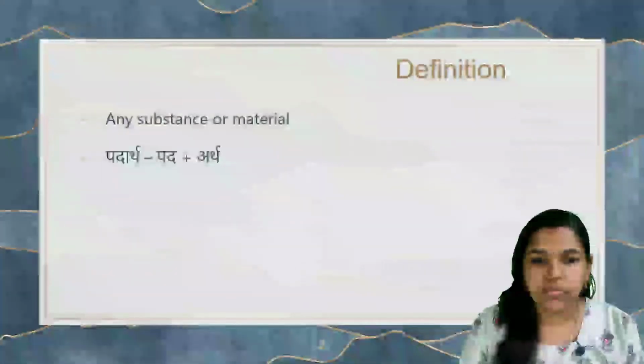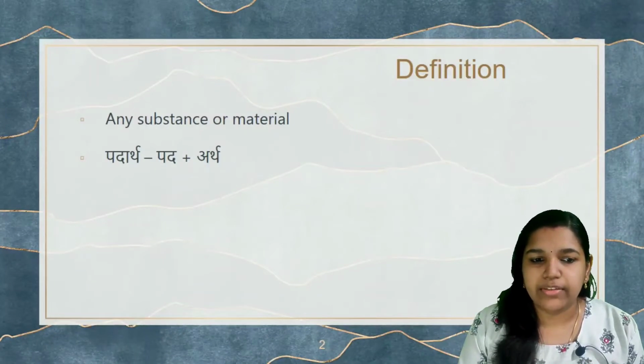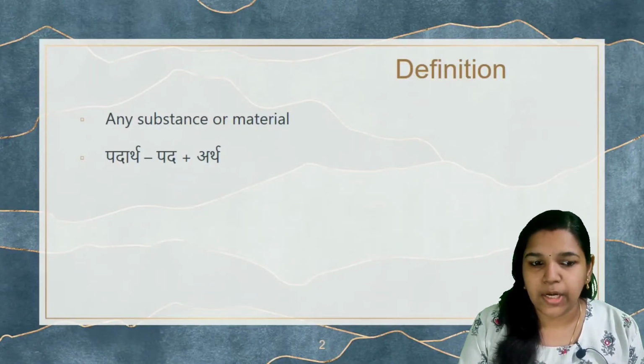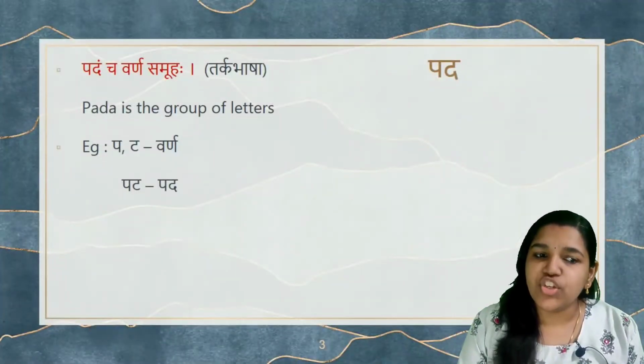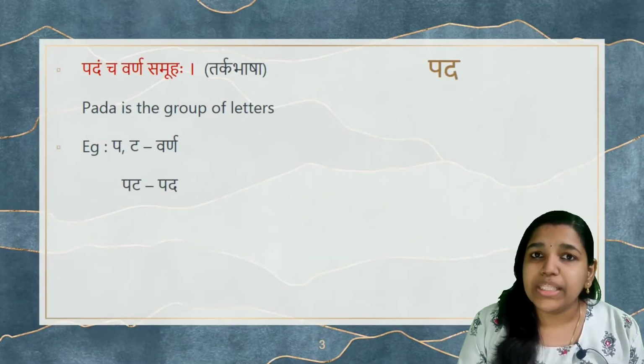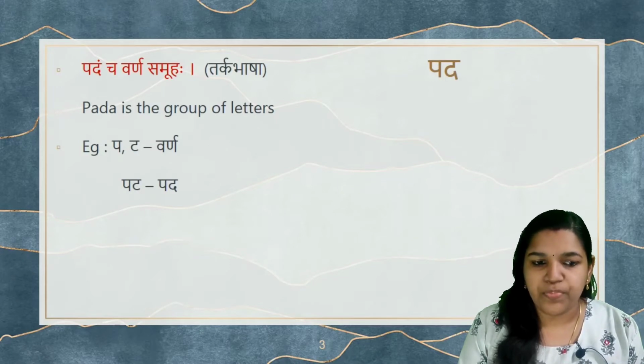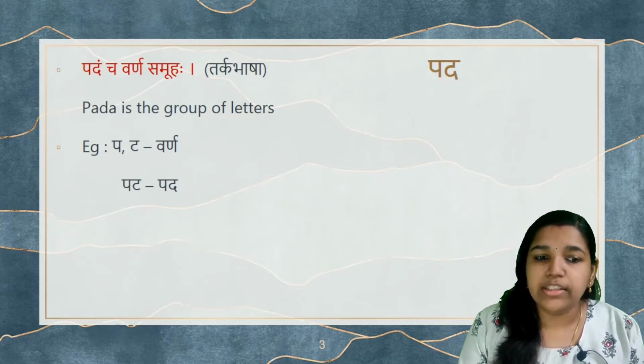Moving with the next topic, Padartha. The definition of Padartha is that any substance or material can be considered as a Padartha. The word Padartha is derived of two words, that is Pada and Artha. The meaning of the word Pada, Padancha Varna Samuha. That is, Pada is a group of letters. For example, Pa, Ta, etc. are the Varnas, and when they are combined together, the word is considered to be a Pada.